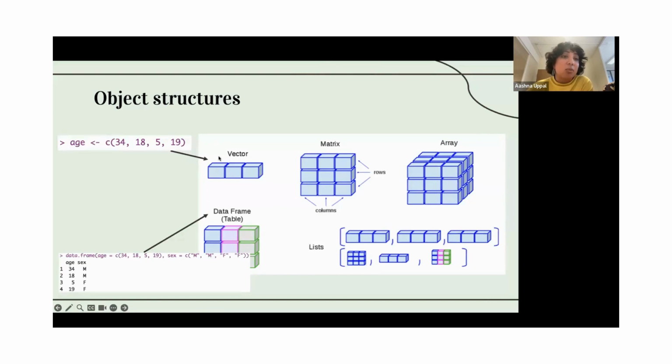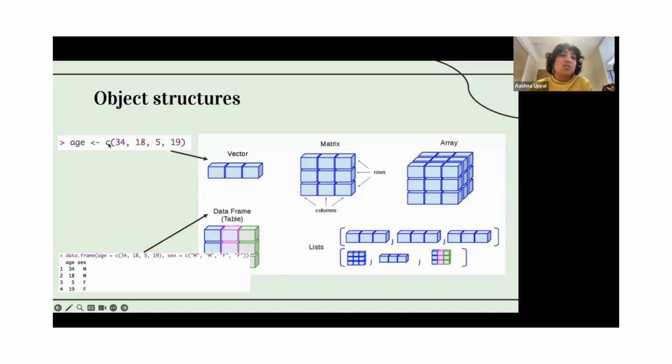Vectors, as we said, are one-dimensional. It's just a column with data in it. Here's an example: we're creating an object called age. Again, we're using this little arrow sign to create it. And remember at the beginning of the session, I added the c and I said we're going to talk about it later. So this is where the c comes in.